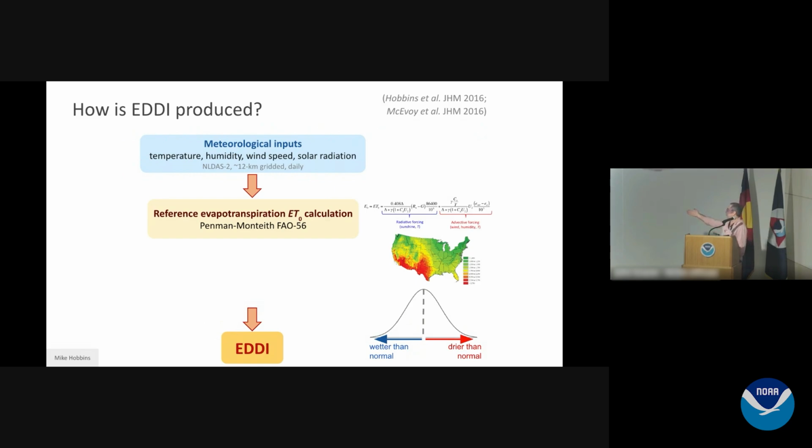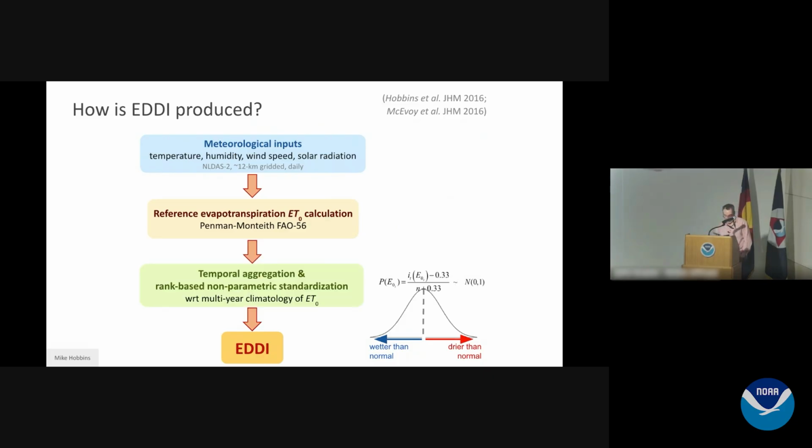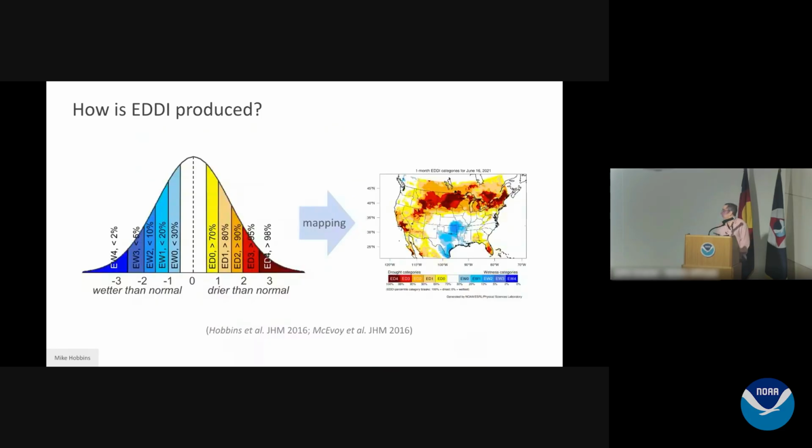Here's a map of the mean annual conditions of evaporative demand. It's greater where it's sunnier, drier, windier, or warmer. And then we temporally aggregate and run it through this Tukey plotting position formula to generate this standard normal distribution. And we take that normal distribution and we map it. So that's how you end up with that map we were looking at earlier. And here are the two papers. They're 10 years old, so we've been playing at this for a few years now.